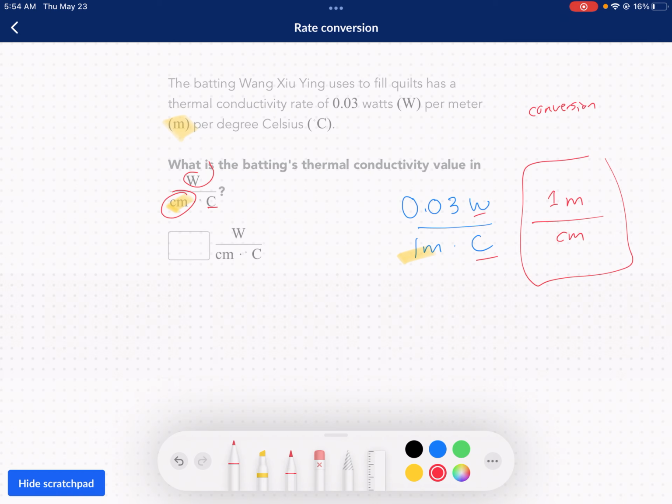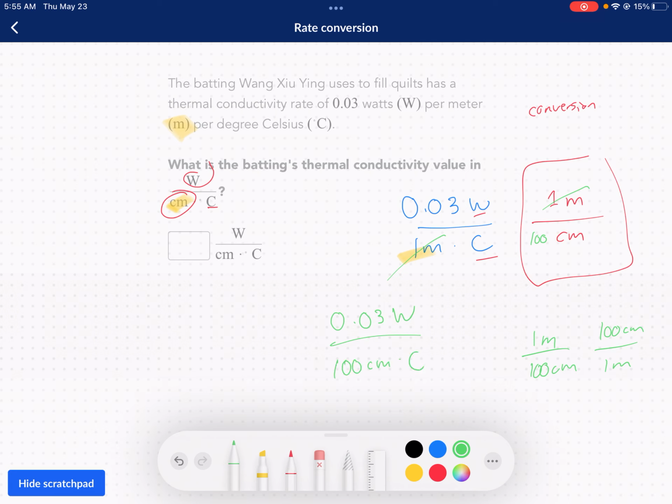Luckily, it's not like centimeters squared or anything. So I'm just going to put like 100 centimeters for every 1 meter. And it doesn't matter. There's 1 meter for every 100 centimeters, but there's also 100 centimeters for every 1 meter. So don't get caught up in whether it needs to be the top or bottom. The only thing you're worried about is we need to cancel the units we don't want, in this case meters, and we want our unit conversion of the units that we do want in the correct location. So we have 0.03 W over 100 cm times C.